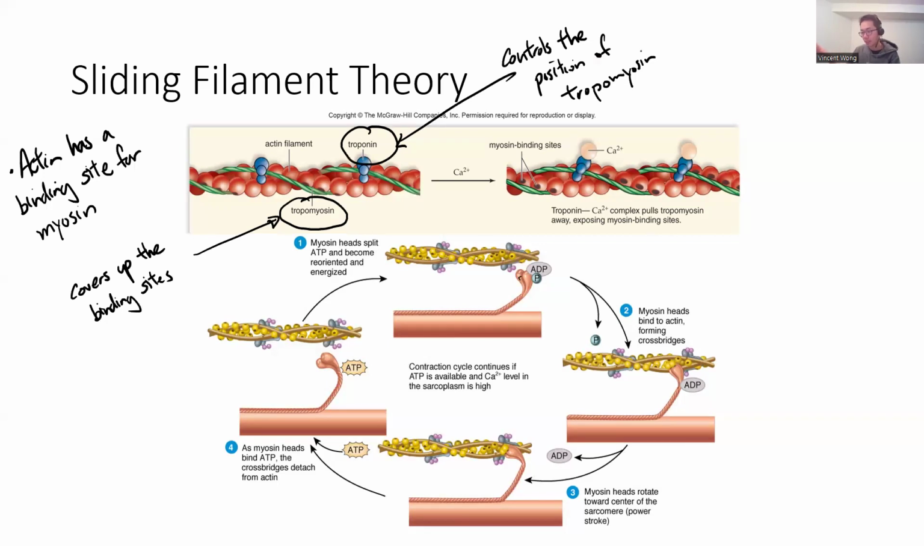Troponin level actually goes up in the blood if someone suffered from a heart attack. That's actually one of the things they check in the blood to see whether you have a cardiac event. Okay, so let's recap.